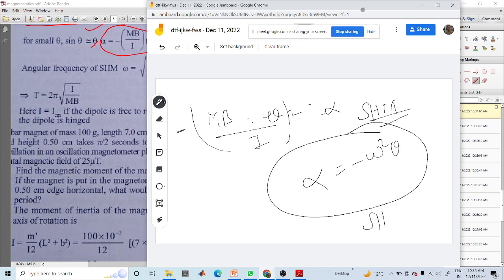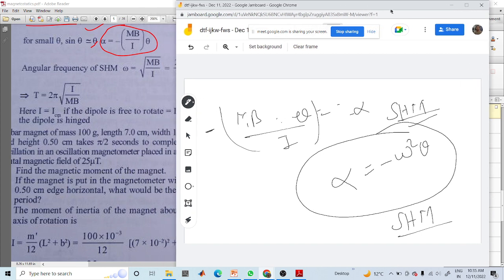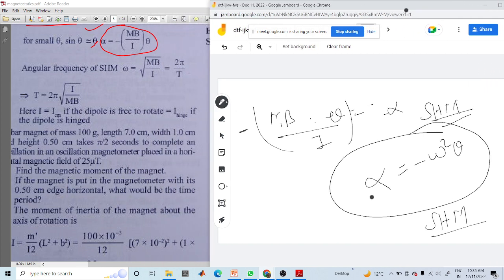Do you know this thing? Yes, yes, sir. Good, you know.